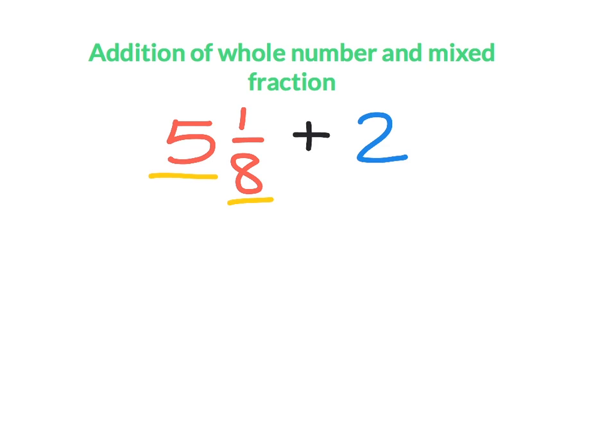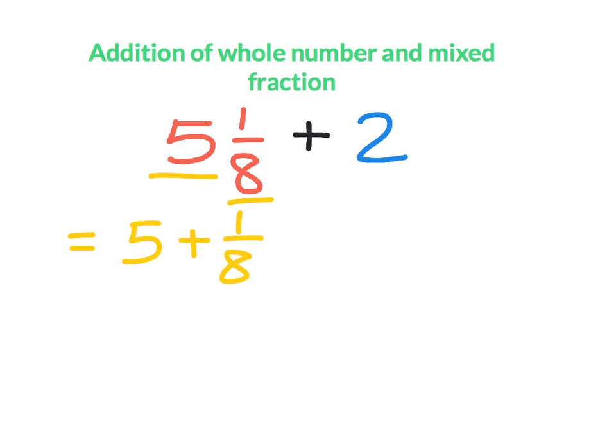Well, we can see this mixed fraction in another light. I want you to realize that 5 1/8 can also be the same as 5 plus 1/8. If you add 1/8 to 5, what you have is 5 1/8. Okay, so if it is this way, then this can help us in adding this fraction.